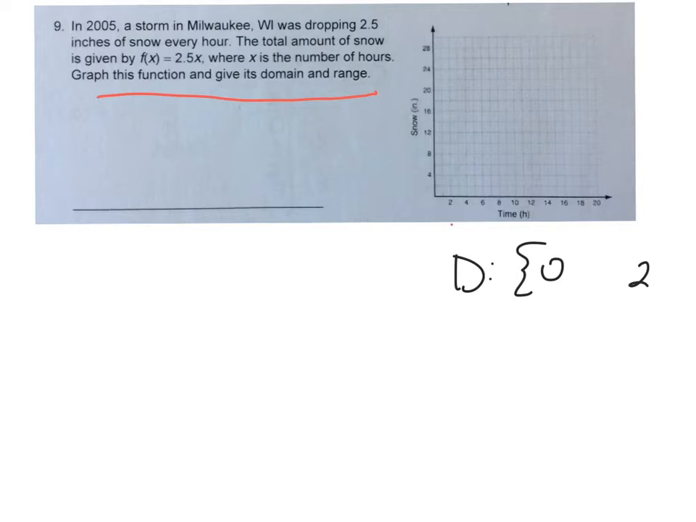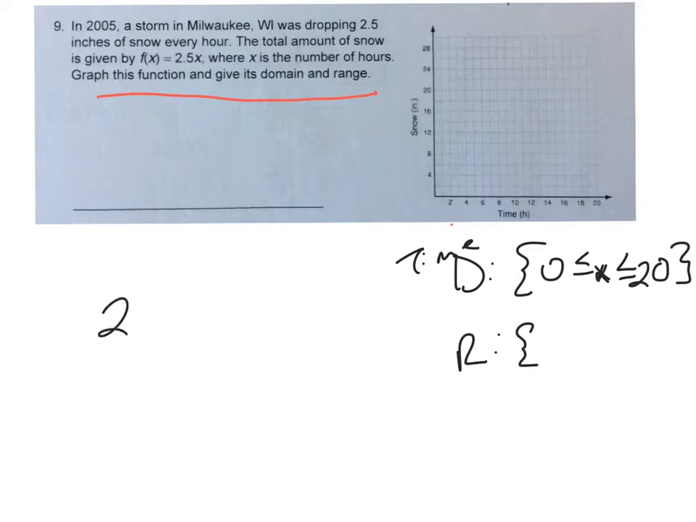So if it snows for 20 hours, let's figure out what the range is that goes with it. Now remember, the domain is talking about our time. Now let's talk about our range. This is the amount of snowfall.